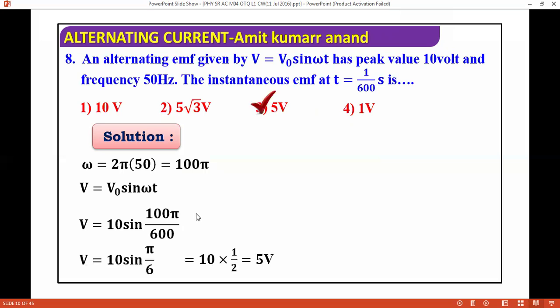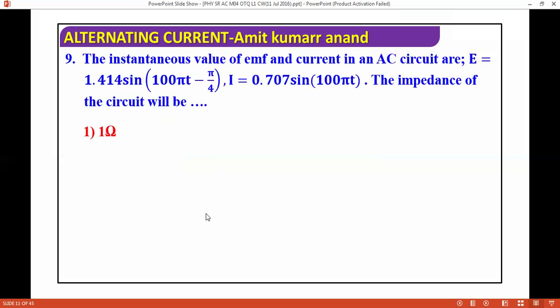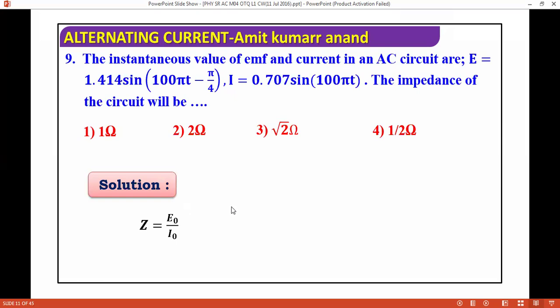Next question. The question is asking for the impedance. What is impedance? I already explained this question many times. If you follow me, you can do this question again. The impedance of the circuit will be. Impedance is basically E naught by I naught. Please remember this concept in your brain always. Z is E naught by I naught.